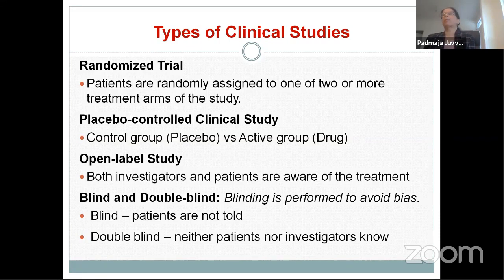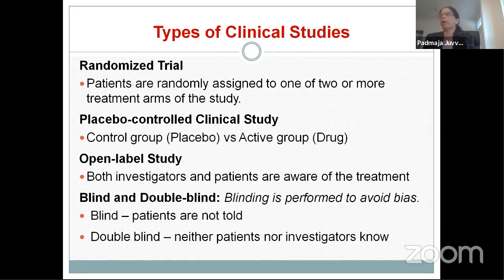What happens is, during the trial, if there is an adverse event with a subject, neither the patient knows nor the investigator knows what is given to that particular patient. So then there will be a group of people who are unblinded. Those are the ones who will break the code, saying that this person is being given a higher dose of the product.